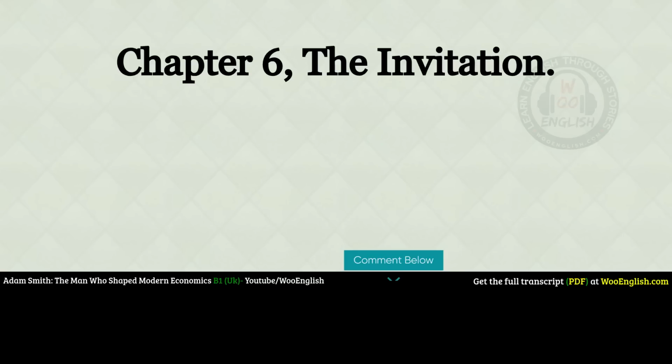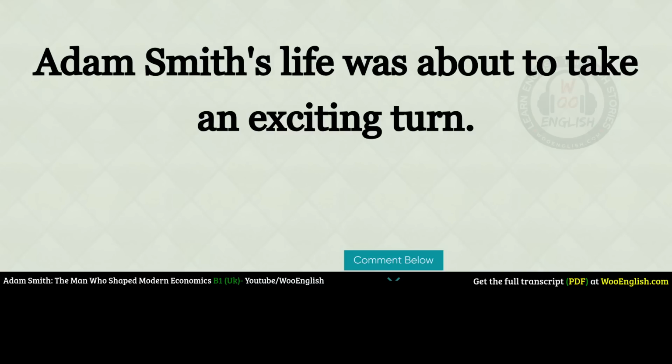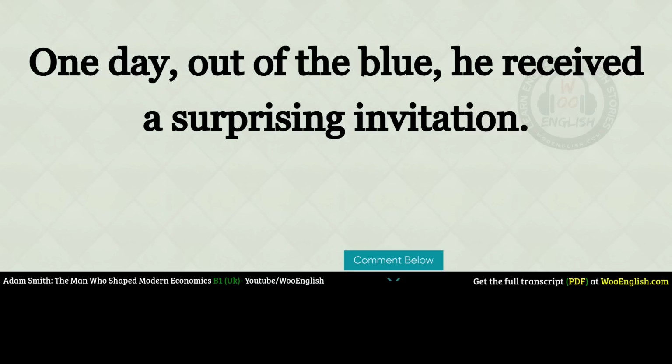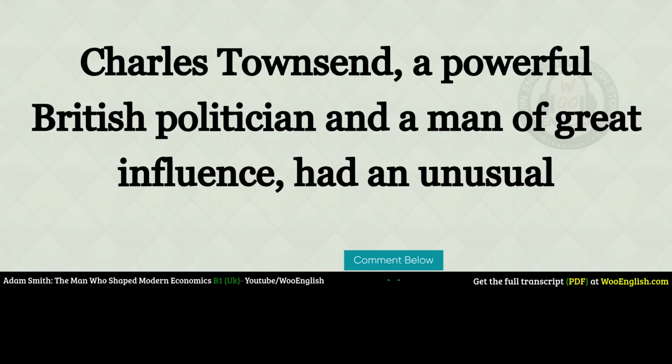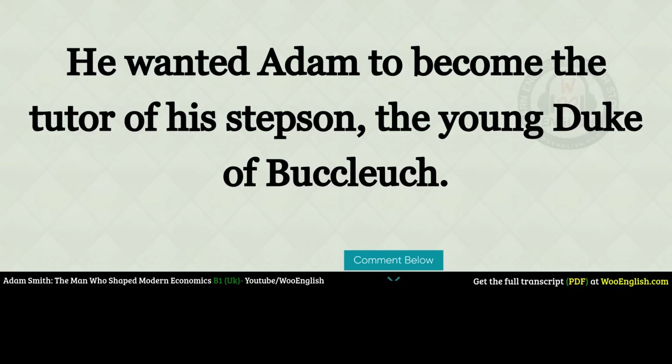Chapter 6. The Invitation. Adam Smith's life was about to take an exciting turn. One day, out of the blue, he received a surprising invitation. Charles Townshend, a powerful British politician and a man of great influence, had an unusual request. He wanted Adam to become the tutor of his stepson, the young Duke of Buccleuch.